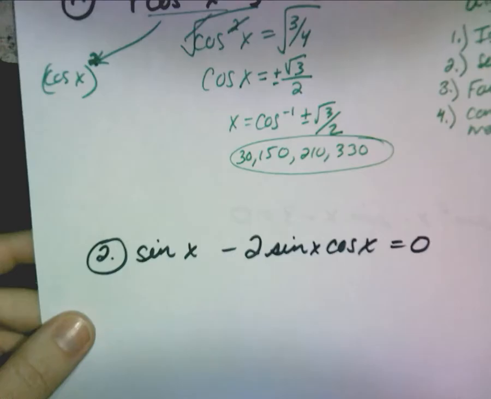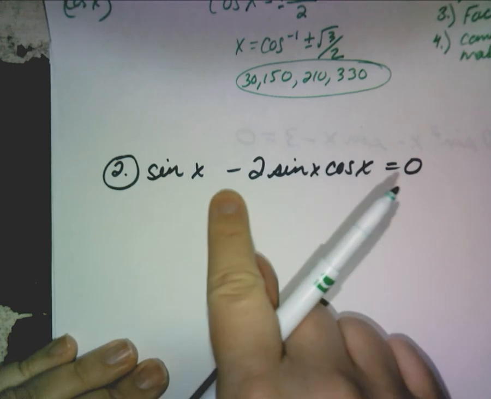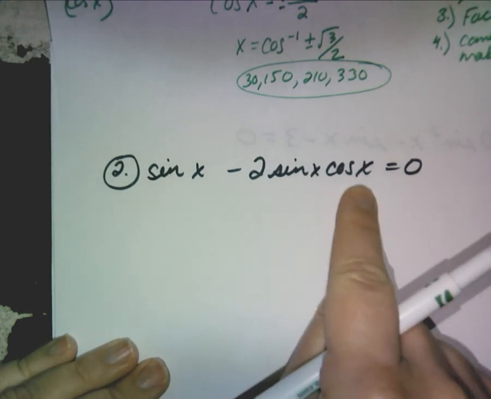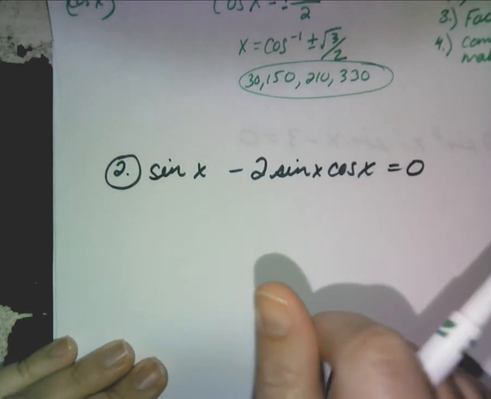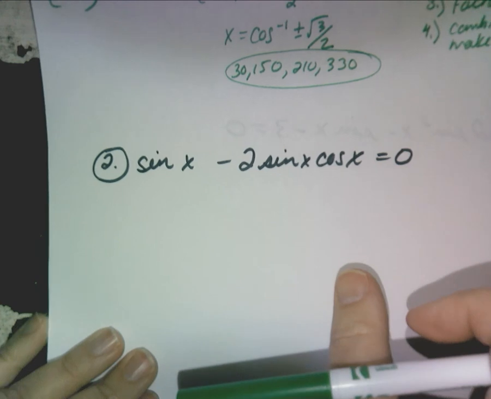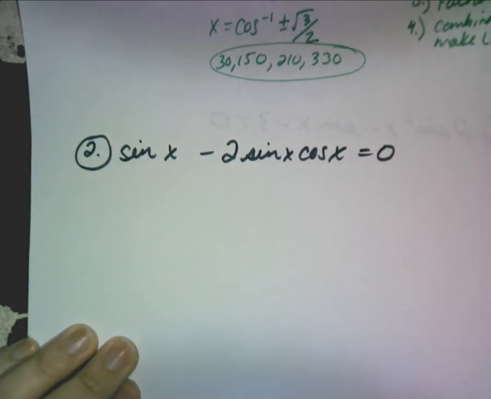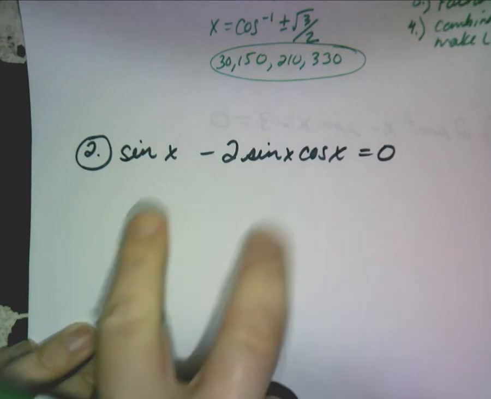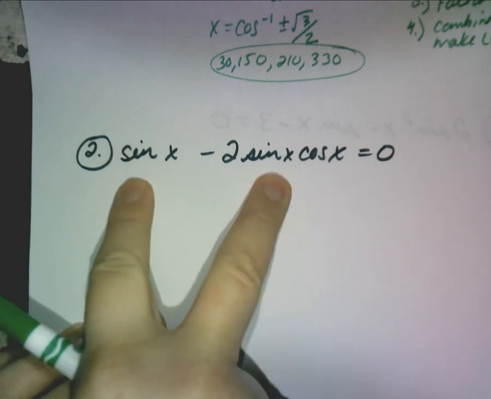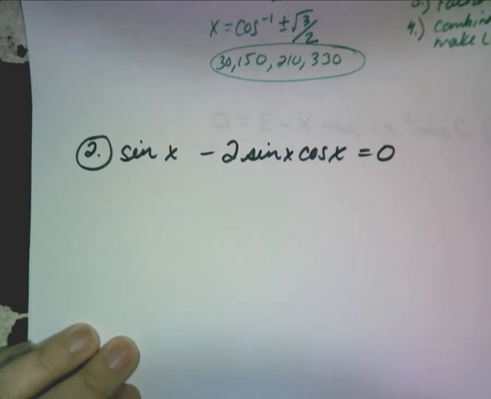All right, next one. Sine x minus 2 sine x cosine x equals 0. Sine x minus 2 sine x cosine x. What do you think you want to do? Starts with F and ends with actor. Factor. What do we think you're going to factor out? What do they both have? Sine x. So you are going to factor out a sine x.